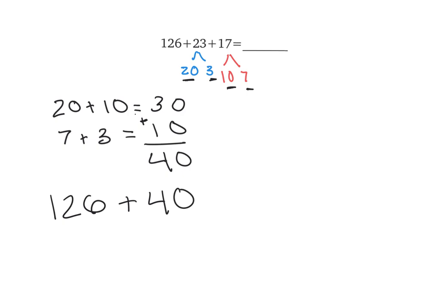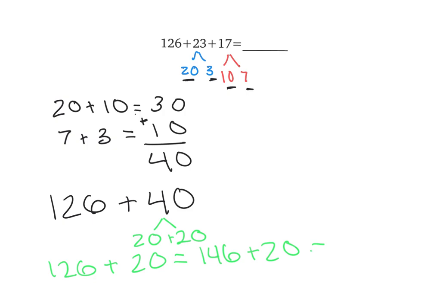We have 2 ways of solving this equation. Our first way is we could break this down into 20 and 20, because I know 20 plus 20 gets me to 40. So if I did 126 plus 20 equals 146, plus 20 gets me to 166. I can also break it down the vertical method.